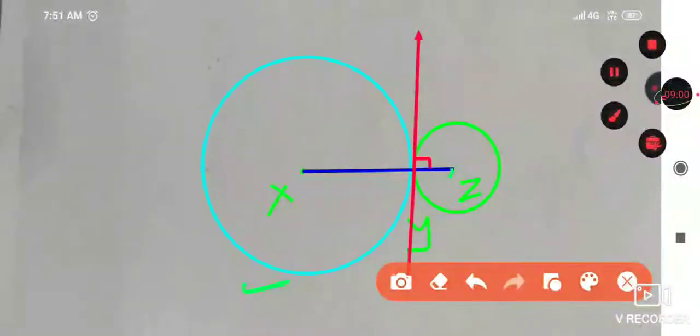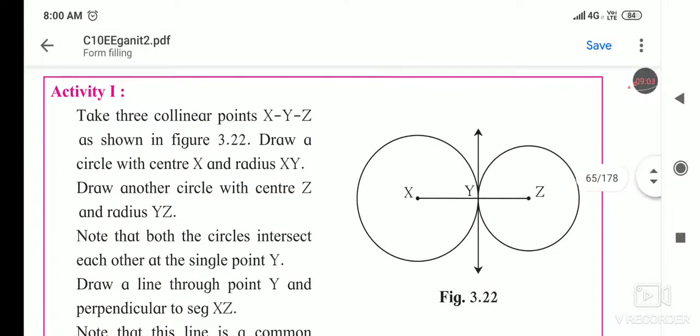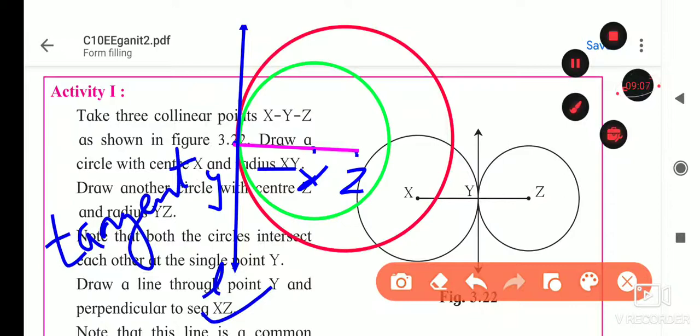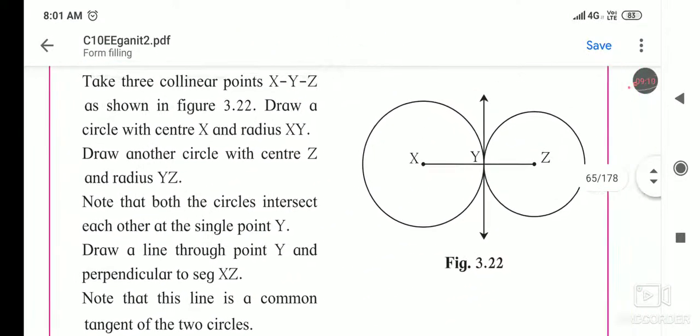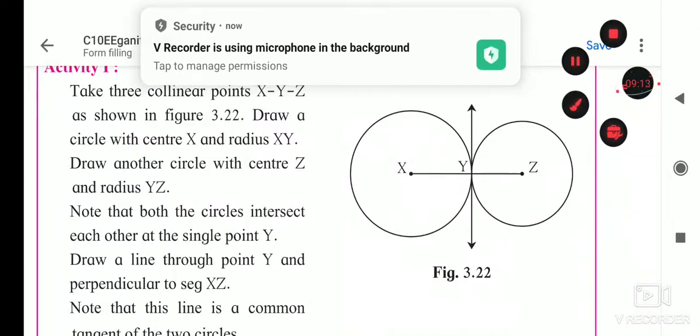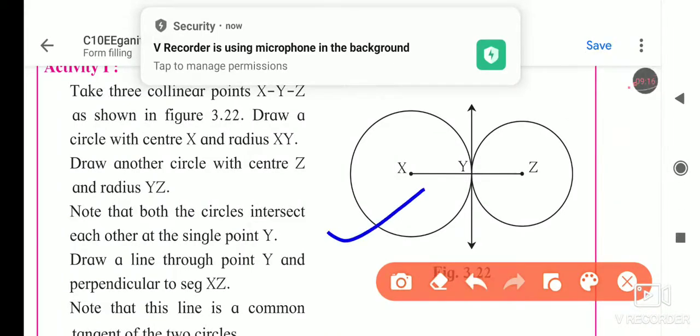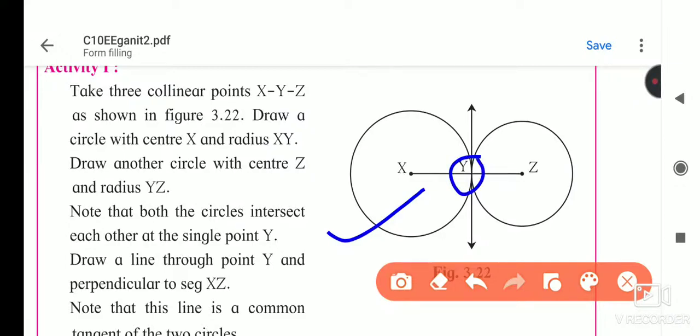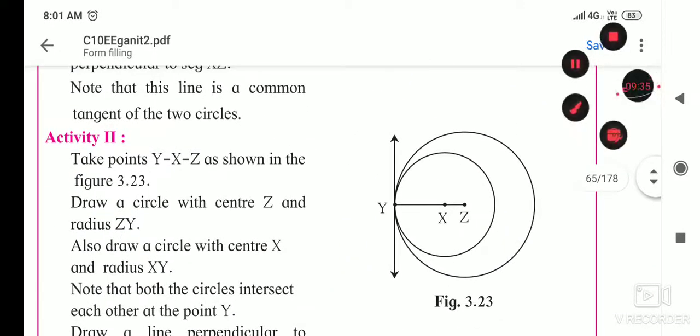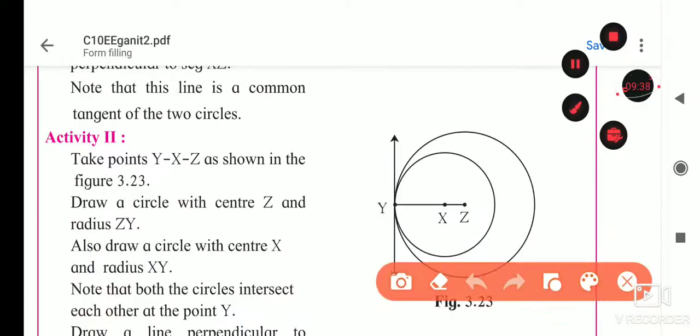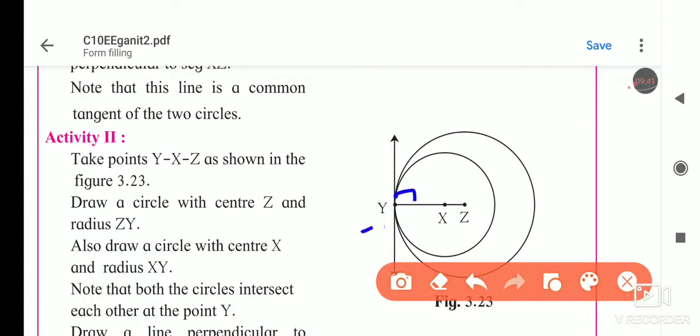Now we see both the activities, where circles touch each other externally, and the point of contact is Y. From this point we can draw only one tangent, or only one perpendicular passing through Y, which is perpendicular to XY and also YZ. For the externally touching circles also we can draw only one perpendicular passing through Y, which is perpendicular to XY and YZ.